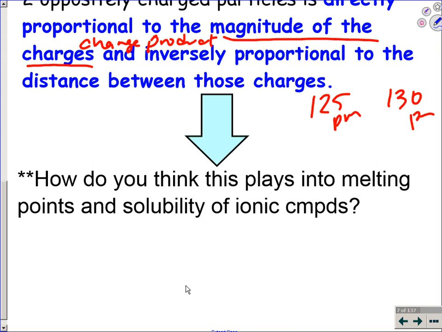Can you think of a situation where something is not soluble? Come up with some examples. Yeah, it's got to be ionic, but it's like an insoluble, like precipitate.